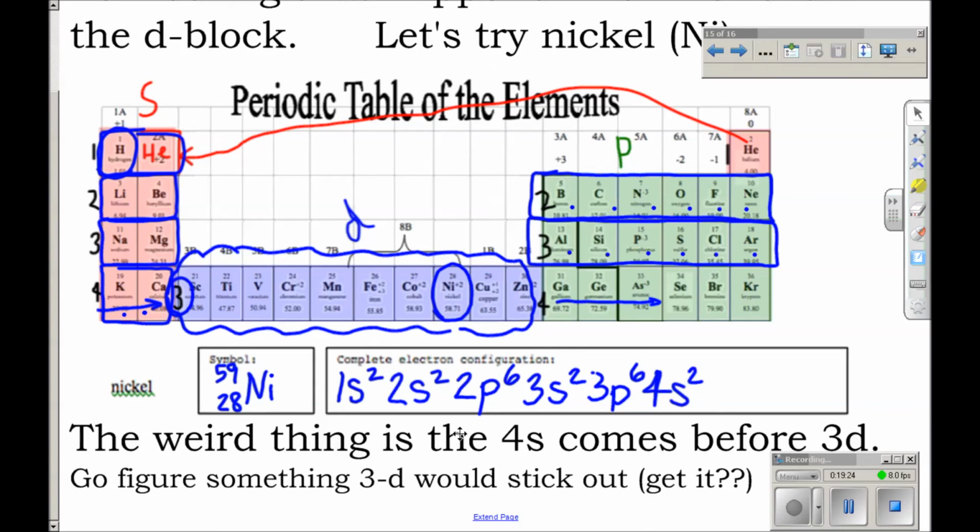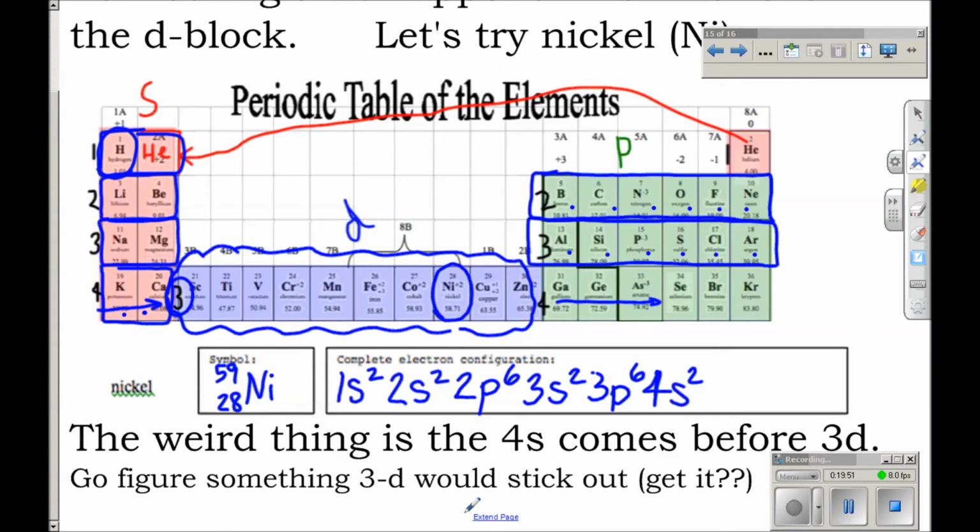The weird thing is the 4s, remember this was 4s here, comes before 3d. So here's our 3d section. Go figure, something 3d would stick out. Get it? 3d is three-dimensional, so it sticks out. Well, here it sticks out because it doesn't follow the rules. Ha ha ha.